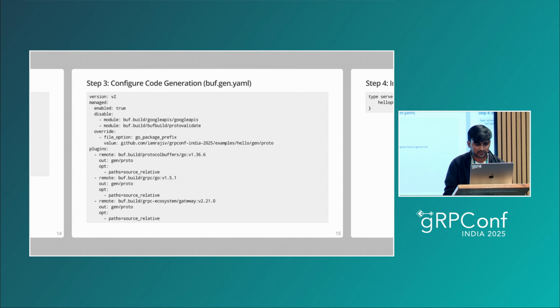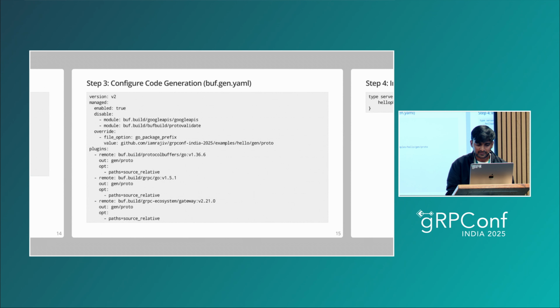So this is the buf.gen.yaml, how things will be generated. The first plugin is protocolbuffers/go. This generates protocol buffer message types in Go. The second plugin is grpc/go. This generates gRPC client and server code. I mentioned that code, the _grpc.pb.go file. And this is the main thing.